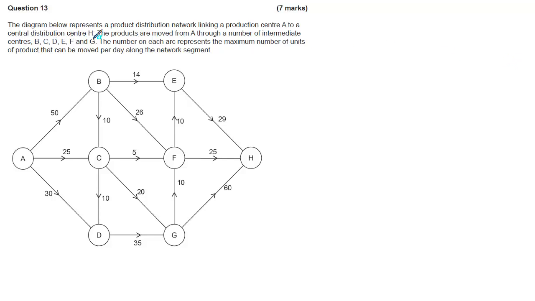The diagram below represents a product distribution network linking a production center, A, to a central distribution center, H. The products are moved from A through a number of intermediate centers, B, C, D, E, F, and G. The number on each arc represents the maximum number of units of product that can be moved per day along the network segment. So 14 units per day along BE, for example.